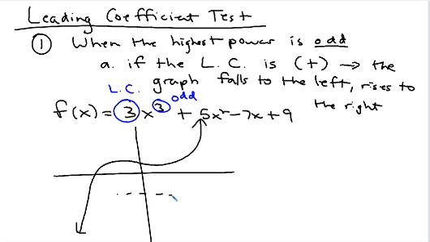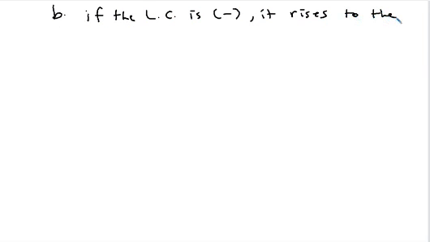Okay? The other rule is if the leading coefficient is negative, it's the exact opposite. All right, so we'll say letter B, if the LC, if the leading coefficient is negative, it rises to the left and falls to the right.